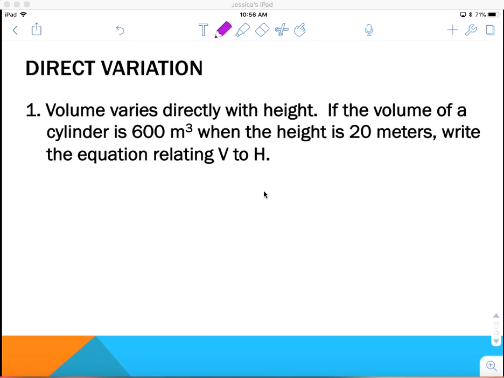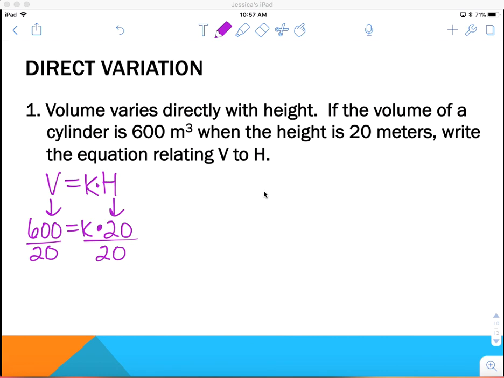All right, this example says volume varies directly with height. This really doesn't change anything except for the variables we're going to use. So if the volume varies directly with the height, then V is K times H. Volume varies directly, so we're using V equals. If the volume is 600, when the height is 20, then I first need to find my constant. To find this, I'm going to divide both sides by 20, and we get 30.